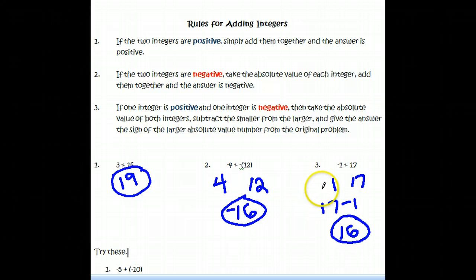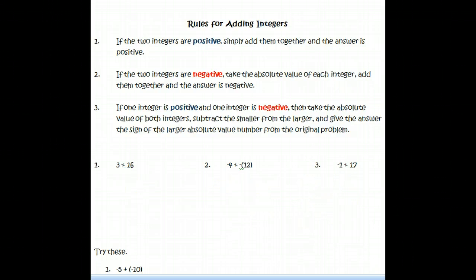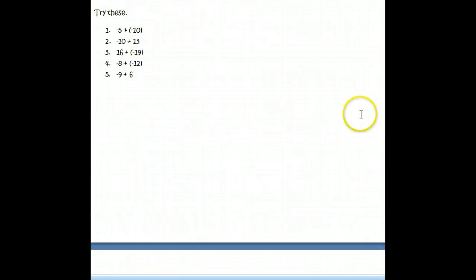All right, we're also going to try some of these now on your own. So here's some problems for you to try. So if you would like to pause the video for a little bit, give yourself an opportunity to do some of these problems, then turn it back on and you can watch me as I go through each of these. Good luck.